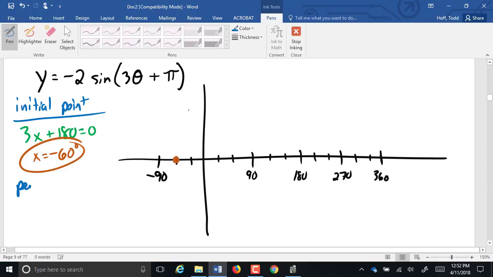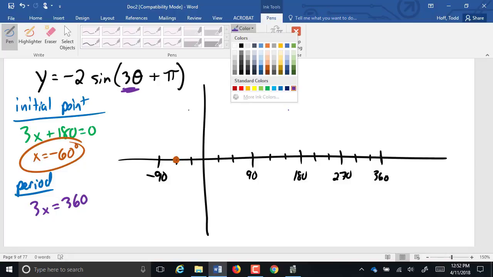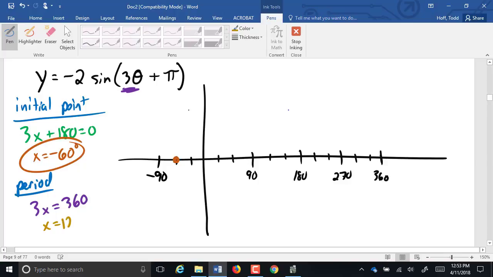What is my period? For the period, remember, I take the part here without the phase shift. 3x equals 360. I said equals 360 instead of 0. I solve that for x. What do I get for x? X is 120. So negative 60 plus 120 is positive 60. So positive 60 here is the other end of that cycle.